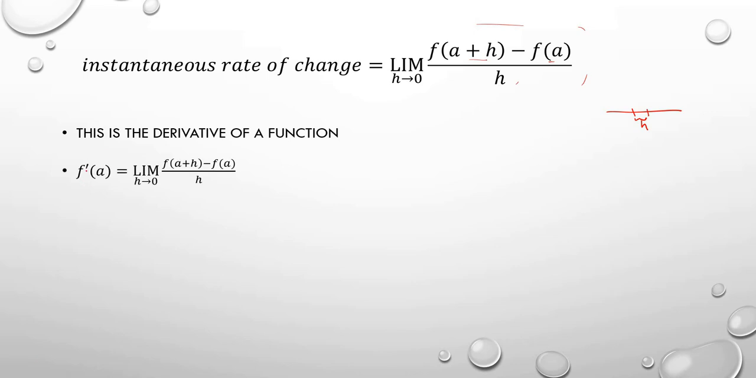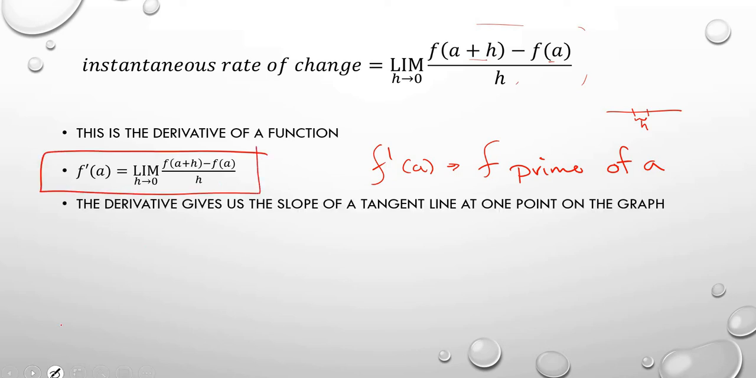So the derivative, called f prime of a, this symbol is read f prime of a. Prime means the derivative. The derivative of f of x, which is my original function, is the limit as h approaches 0 of f of a plus h minus f of a over h. Super important. The derivative gives us the slope of a tangent line at one point. We have just figured out, using limits, how to find the slope at a point.